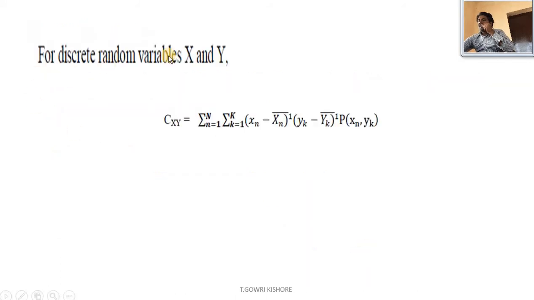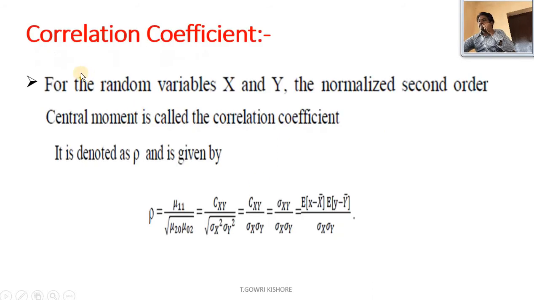For discrete random variables x and y, Cxy equals the summation n equals 1 to N, summation k equals 1 to K, of (xn minus xn bar) to the power of 1 into (yk minus yk bar) to the power of 1 into p of xn comma yk.